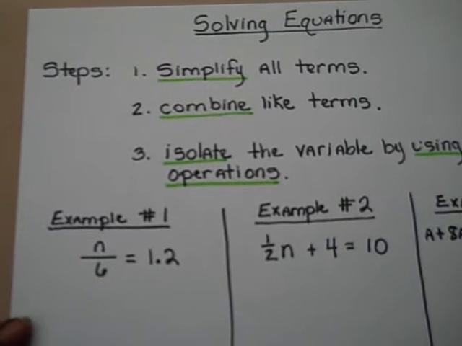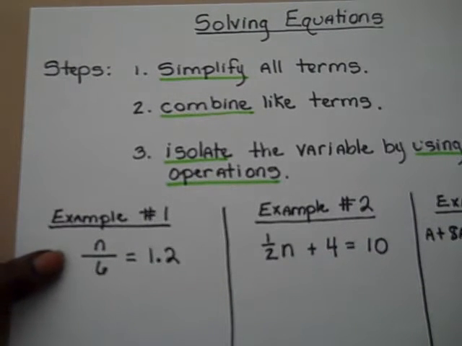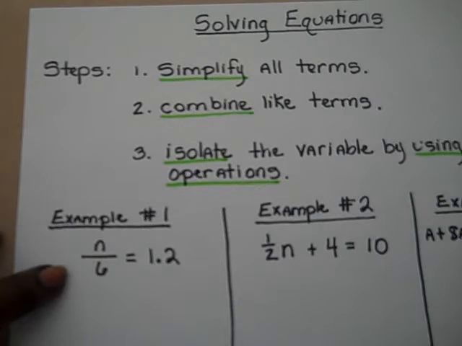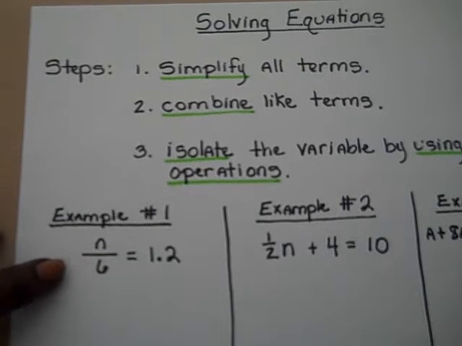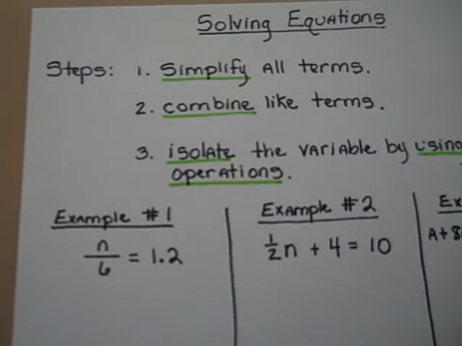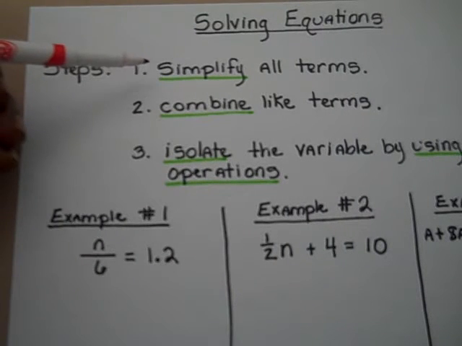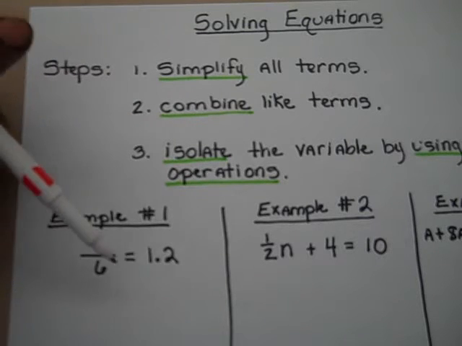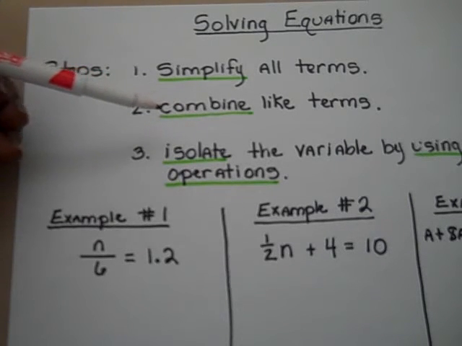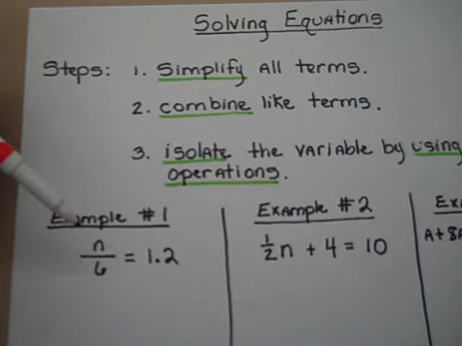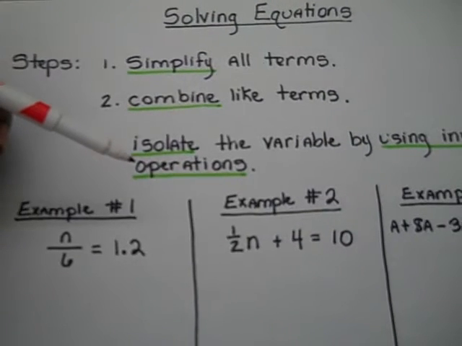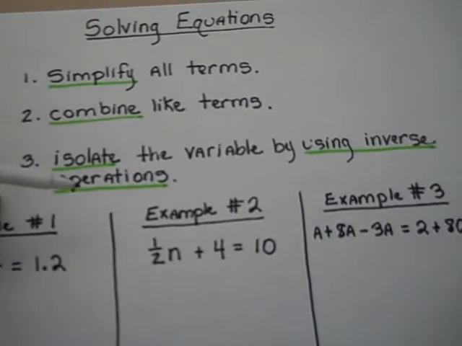First example, example number 1, what we have here is something called a one-step equation. It's called a one-step equation simply because there's one operation that is present. That operation is division. What we see here is the variable n being divided by 6 to get the quotient of 1 2/10. Well, according to the steps, the first thing we would do is simplify the terms, which they already are. Second is to combine our like terms, and we see that we have none. And then the third is to isolate the variable by using the inverse operations.